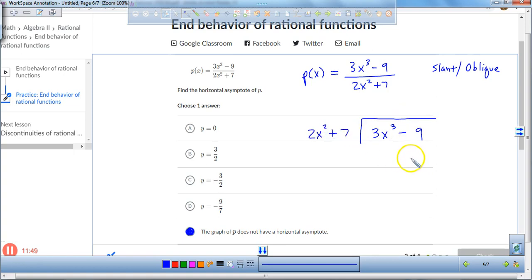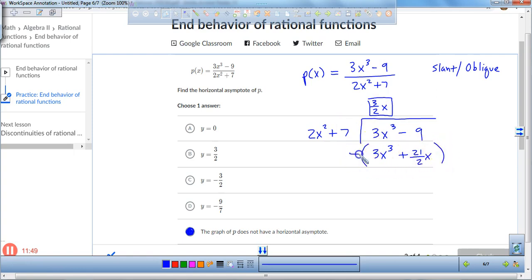I'm going to show you how to find the slant asymptote. You're like, how in the world do I do this? Well, what would you have to put right here to get 3x cubed? That number has to be 3 over 2, times x. Because 2x squared times 3 over 2 x, these 2's cancel out, becomes 3x cubed. Then 3 over 2 x times 7 becomes 21 over 2 x.